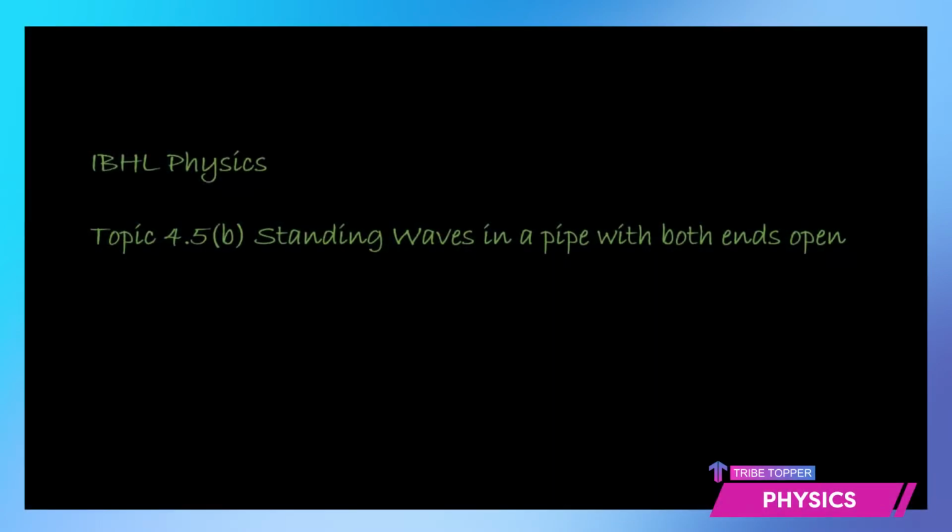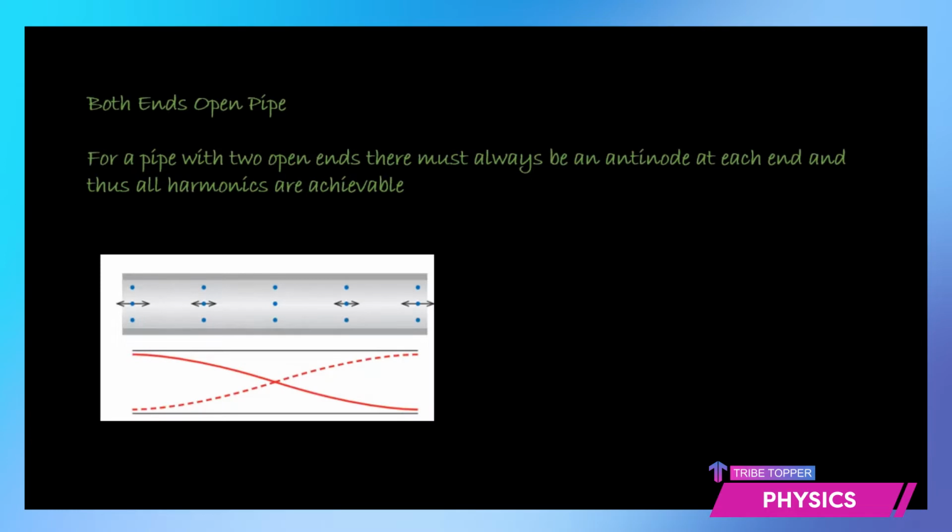In this video session, you are going to learn about standing waves in a pipe with both ends open. When you have a pipe with both ends open, you must have an antinode at each end and a node in the middle. So here all the harmonics are achievable. Now let's see how. You have both ends open.